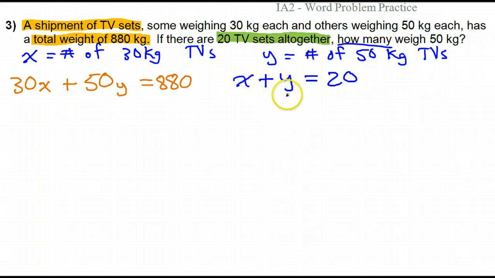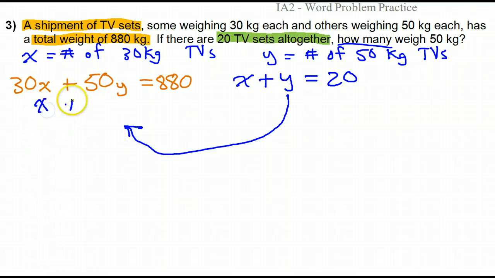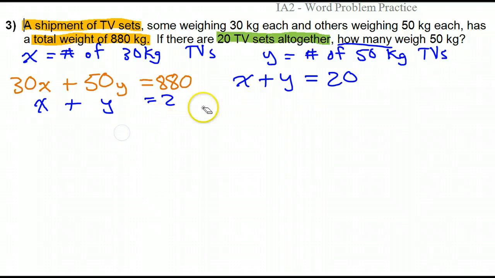Now, I could put this under here and do this by elimination. I could go X plus Y equals 20, and then multiply by negative 30 and cancel. Or I could get one of these by itself and plug it in, which is substitution. You could really do this by either method. I'm going to go ahead and do this by elimination. Wait, that's 20.